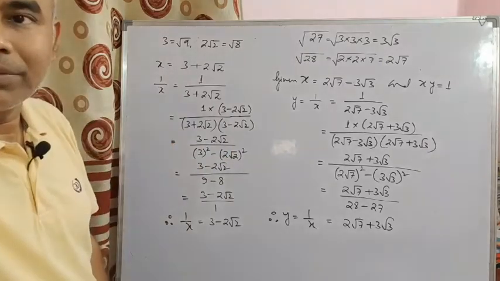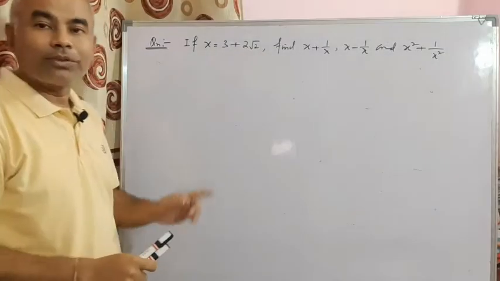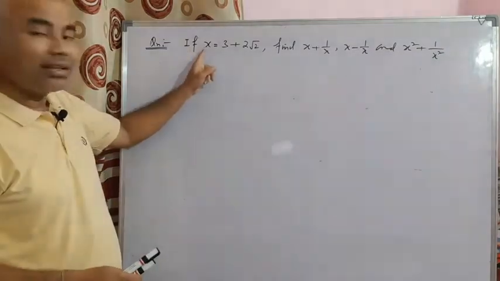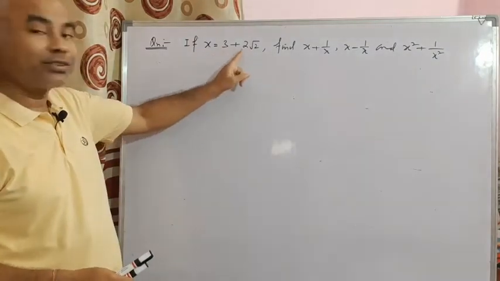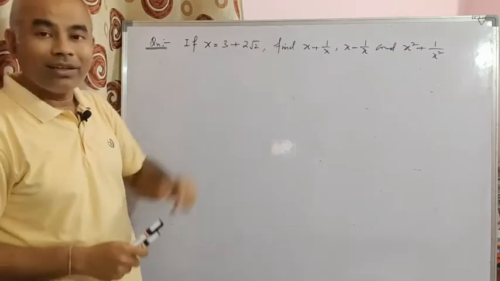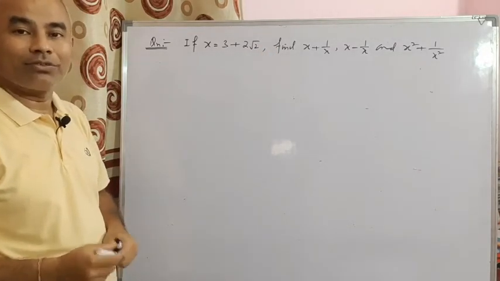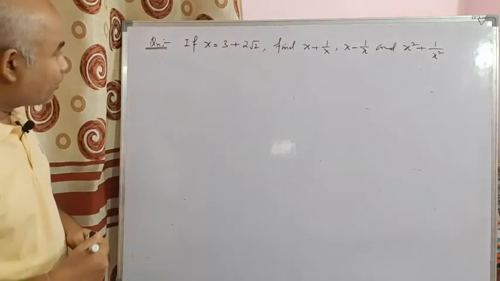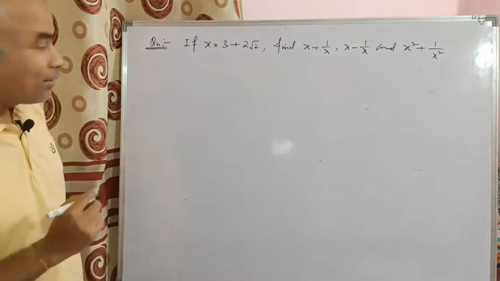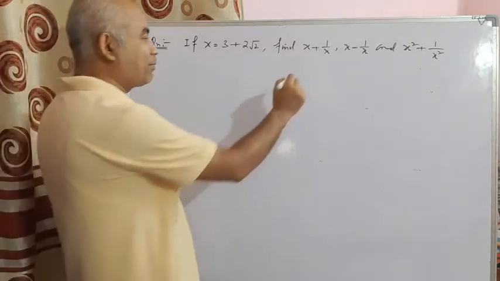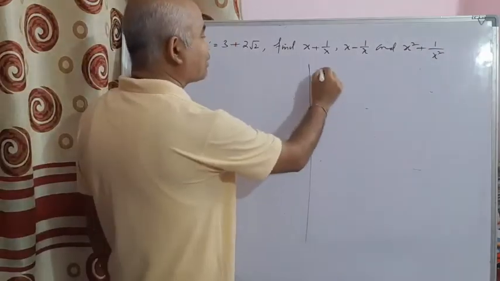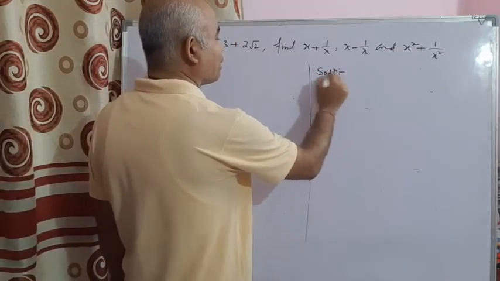Okay, suppose my question is, if x equals 3 plus 2 root 2, then find x plus 1 by x, x minus 1 by x, x square plus 1 by x square. So how do you have to start this one? So first, all of you, let me start from this side. So first, what is given to us?